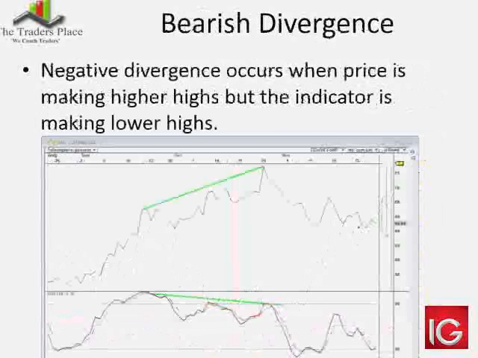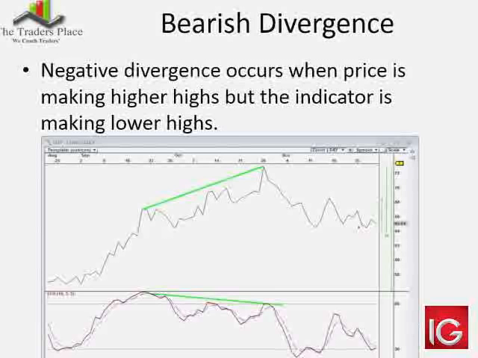Onto the bearish side, negative divergence occurs when price is making higher highs, but the indicator itself is making lower highs. The one thing to notice here, the first slide has the indicator in an oversold position. This one is in an overbought position. The stochastic is really high. The price continued up for more than a month. It looks like about 6 weeks.